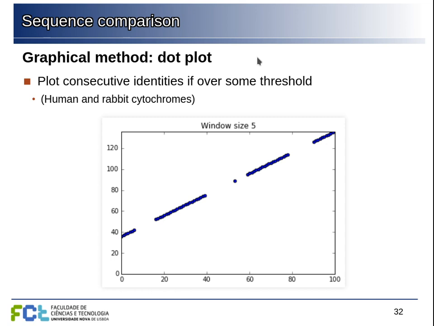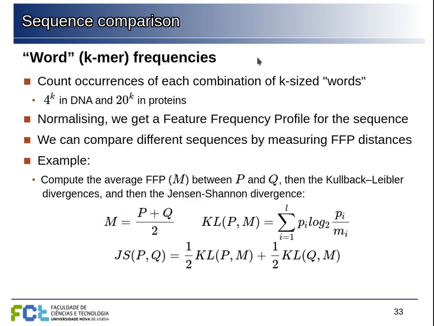So it would not be, you could still see that even if the ordering was different. Other approaches can be counting the profiles of the frequency of particular words. So for example, in DNA, the number of combinations will be 4 raised to the size of the word. In proteins, it's 20 raised to the size of the word. So these are the different possible combinations for K symbols in DNA and proteins.